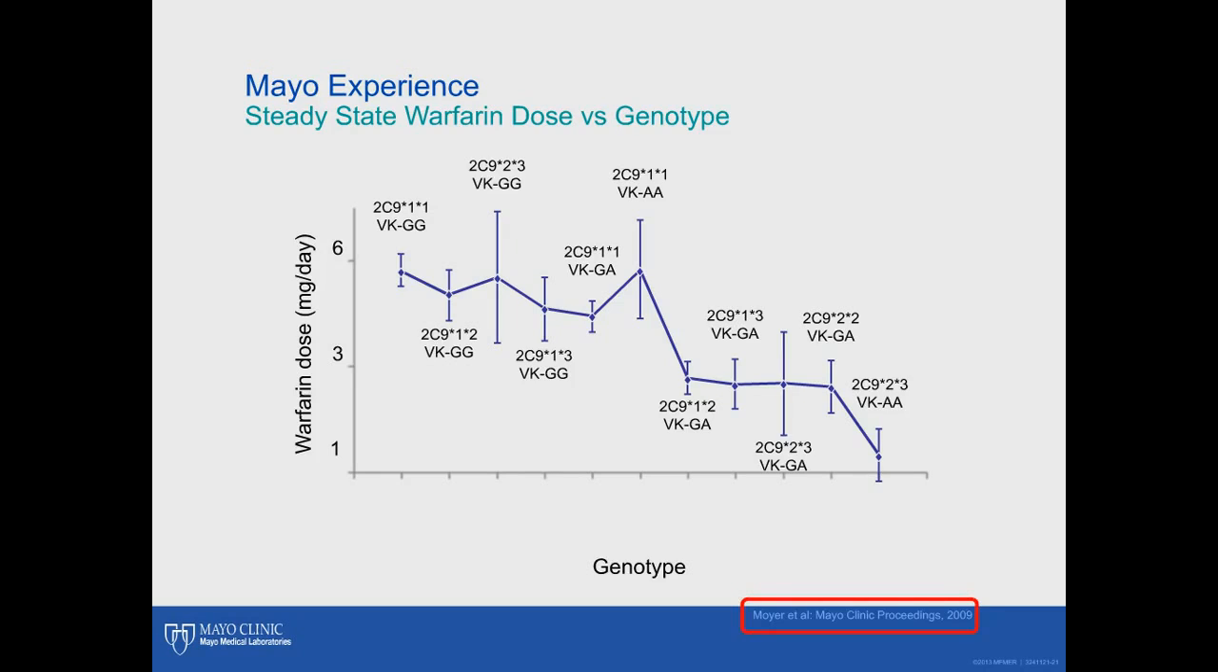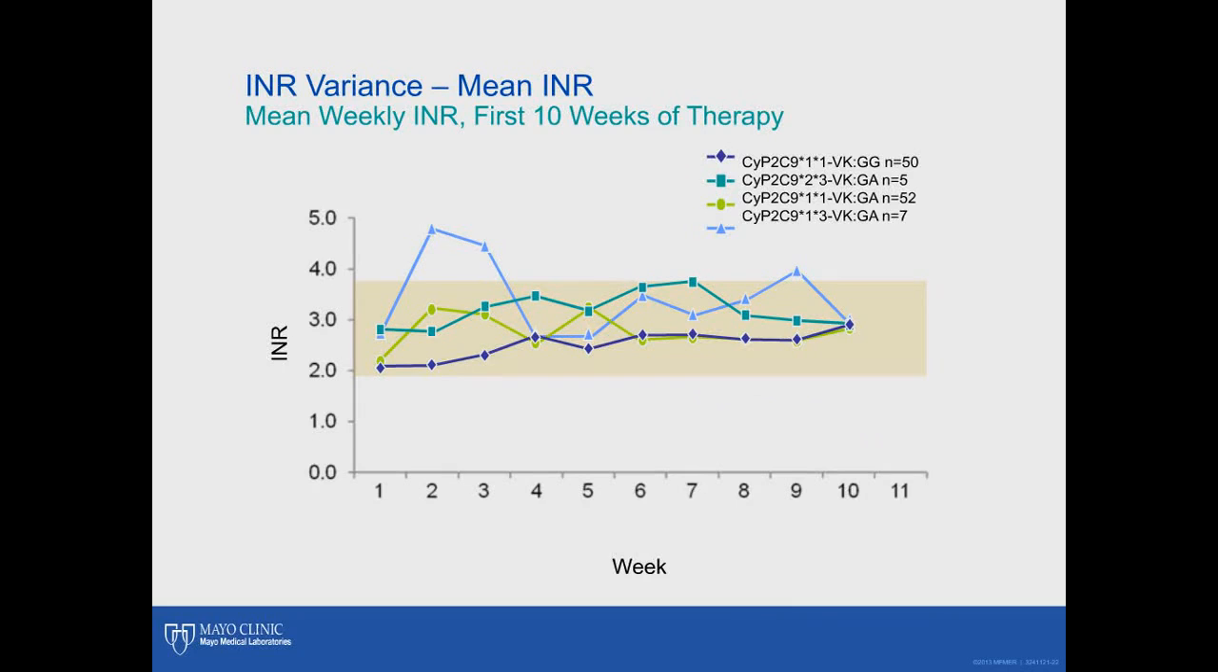We published this in Mayo Clinic Proceedings in 2009. If we just focus in on how much INR variance we saw among the different genotypes, looking at the first 10 weeks of therapy, considering that the optimal INR was 2 to 3, you can see that the patients with the normal genotype, star 1 star 1 GG type, had a pretty typical experience of what you'd optimally want with warfarin. But as you get into the patients with the genotype that represents more and more polymorphism, they showed a lot more INR variance on average.